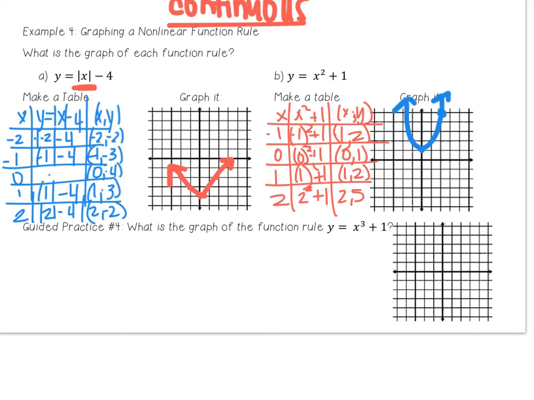Alright, guided practice number 4. What is the graph of the function rule y equals x cubed plus 1? So I want you to make your table and put that on your graph. This is going to make like a little, it's a cubed function, so it's going to make like a little S-shaped and odd little curve. But you're responsible for that. I'm not going to give you the answer. Put that on your paper and then do the guided questions.